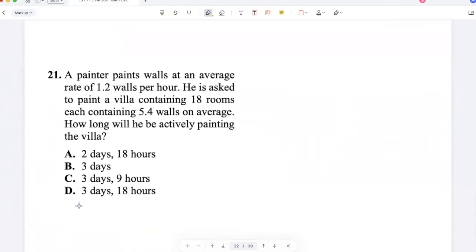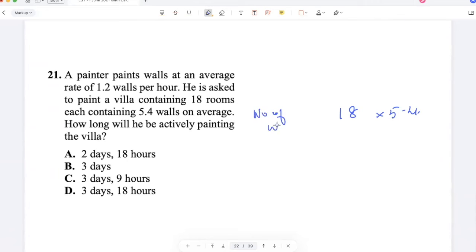A painter paints walls at an average rate of 1.2 walls per hour. He's asked to paint a villa containing 18 rooms, each containing 5.4 walls on average. How long will he be actively painting the villa? Okay, so 18 rooms containing 5.4. So this is the number of walls that he has to paint.